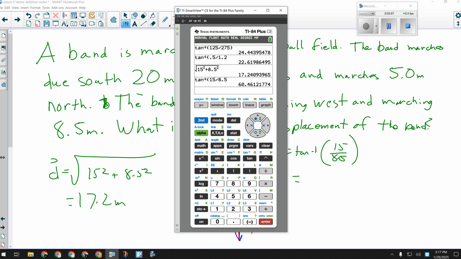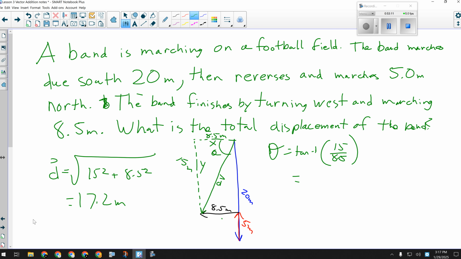We only have 2 significant digits, so we're looking at 17 meters at 60 degrees south of west. If you had 30 degrees west of south, that's also fine. It just depends on which way you drew the triangle. All right, we're going to continue working on that tomorrow. Guys, good work today.